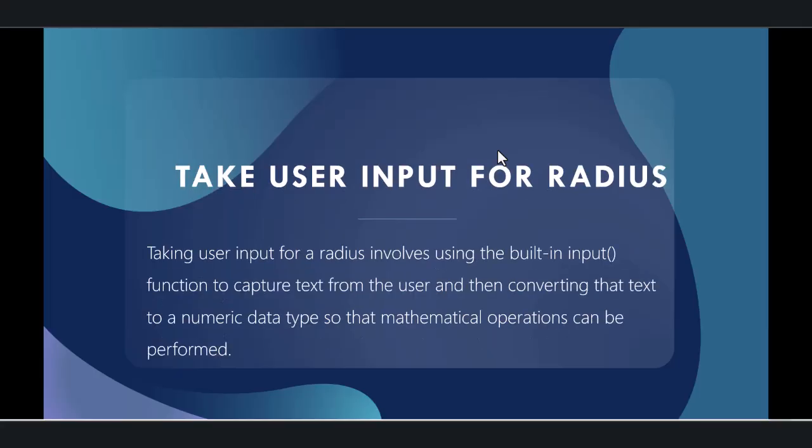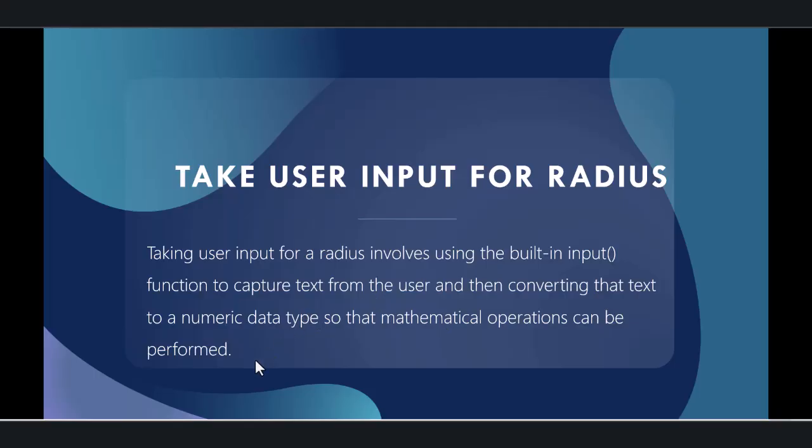Now we will see the last method, that is taking user input for radius. Taking user input for radius involves using the built-in input function to capture text from the user and then converting that text to a numeric data type so that mathematical operations can be performed. It is obvious that to take any user input, we will have to use the built-in input function to capture any text or numerical data from the user. If we want to take any text from the user, we can use the input function, and if we want to take numerical data, then we can convert the text to numerical data so that mathematical operations can be performed.